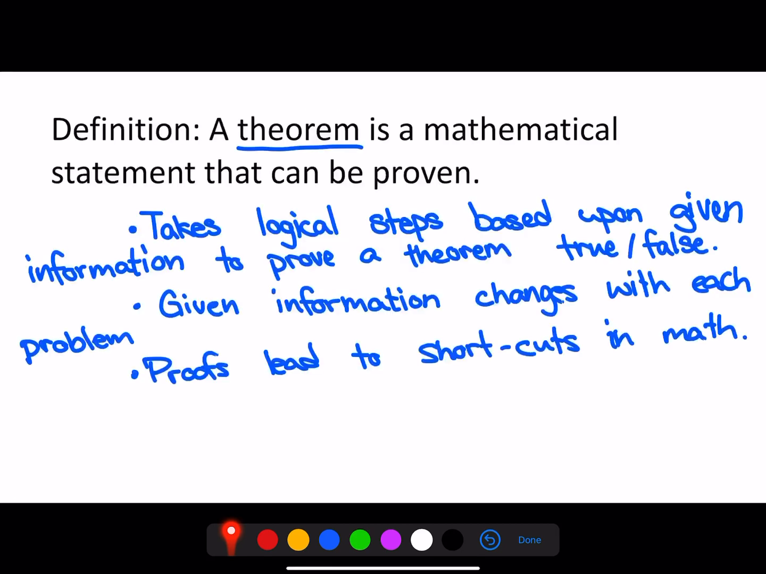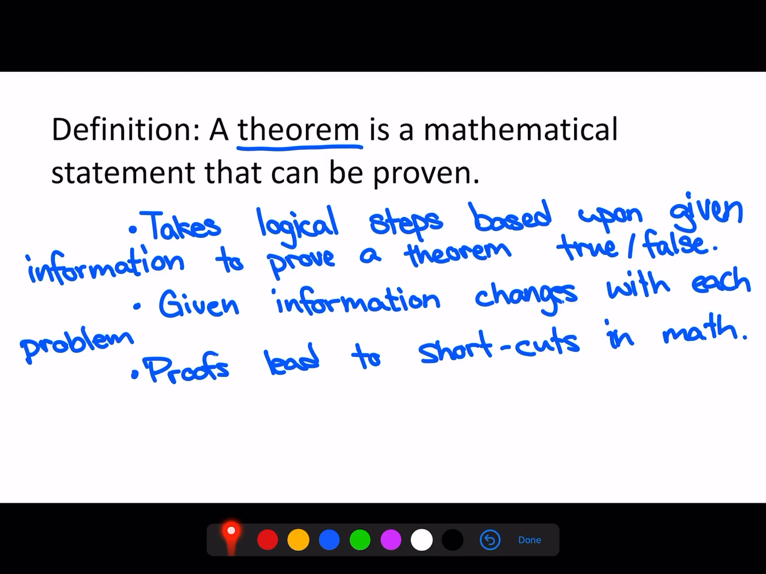So, first off, we have our definition of theorems. A theorem is a mathematical statement that can be proven. This is a very big topic within mathematics, and as you go higher and higher in mathematics, you're going to see a lot more theorems as you go through those courses.